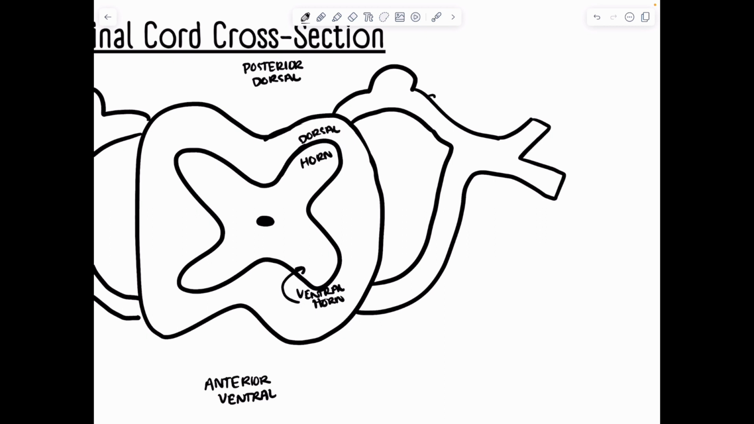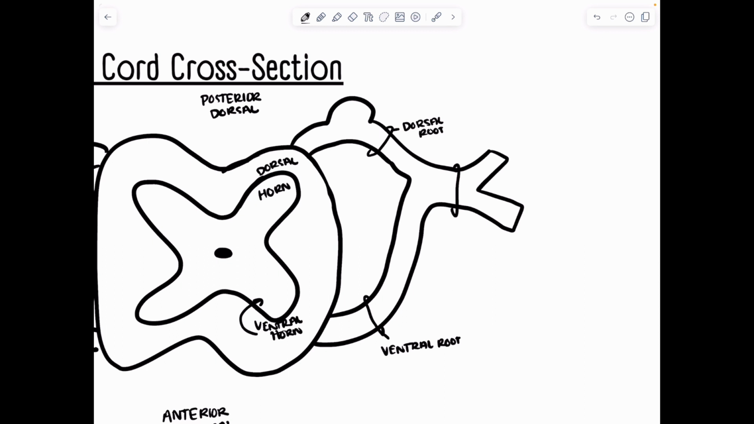Those horns are attached when they come out into our roots. So this one, because it's on the dorsal side, is called our dorsal root. And this one on our ventral side is called our ventral root. Our roots come together into a spinal nerve.